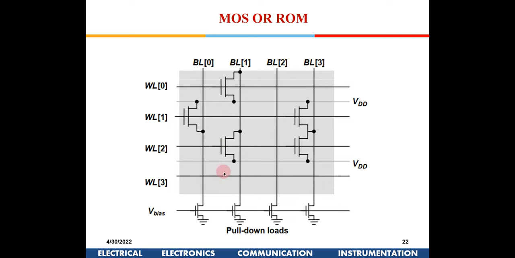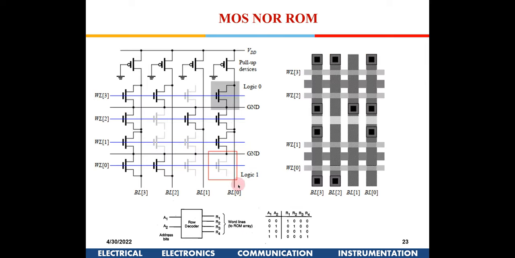Is it okay? Shall we move forward? So this is known as MOS OR ROM. You could have a MOS NOR ROM also. In this case also, this is A1, A2, the address line. One of the rows will go high out here.